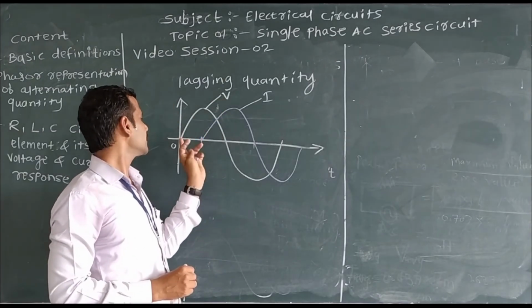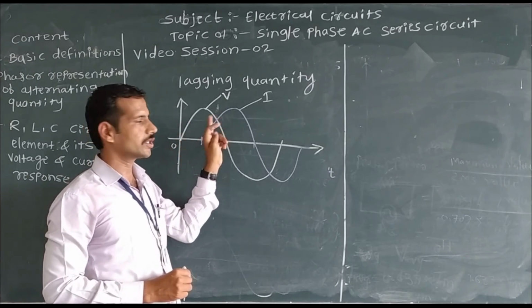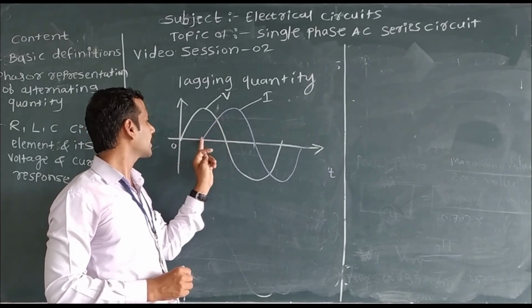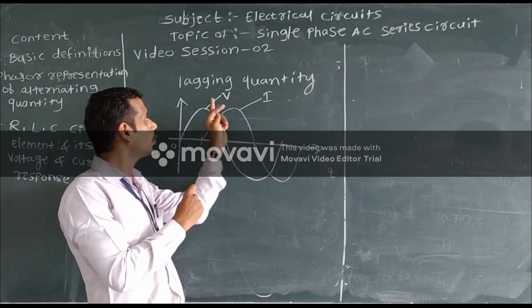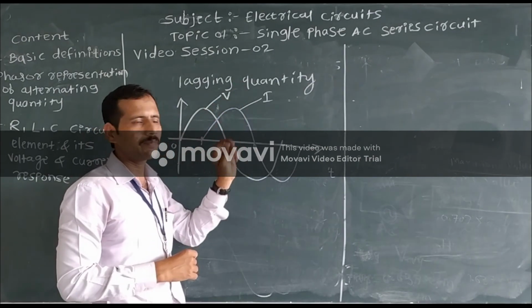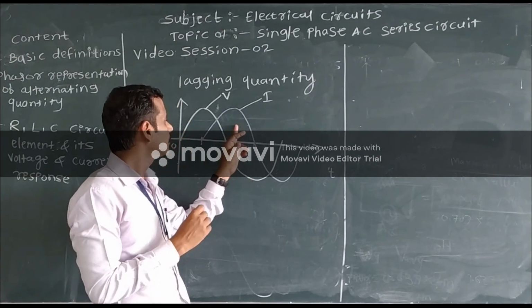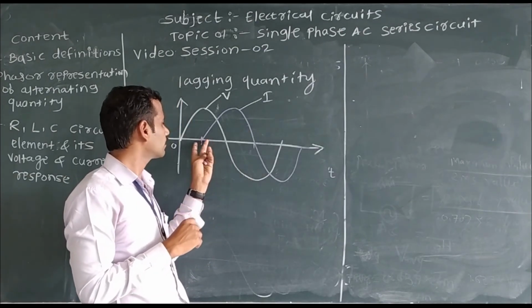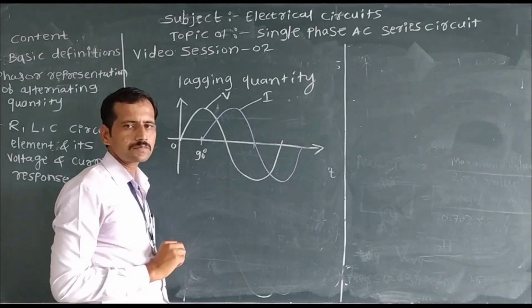Means here voltage is starting from its zero position, and later the other quantity will start, which will reach zero and maximum value later than the voltage quantity. That is known as lagging quantity. Lagging means behind. Here current is lagging by 90 degree.